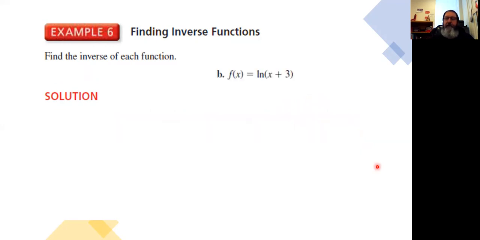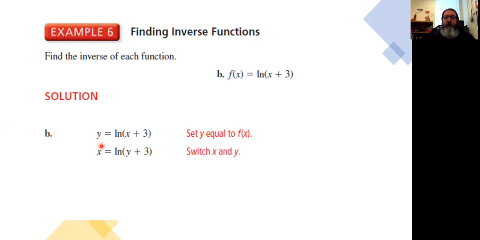Now let's try it with this natural log here. So we have our natural log. I'm going to change the function notation f of x to y. And now I'm going to do the inverse. Remember, for inverses, we can switch the x and the y. So I switched the x and the y here. The y became an x. The x became a y.